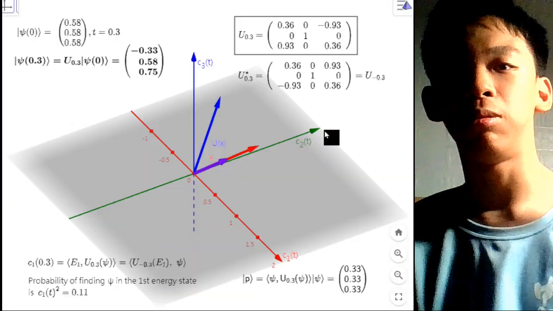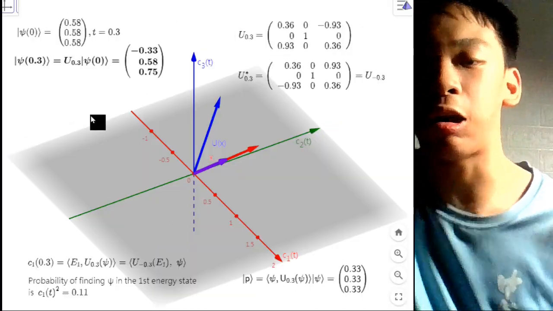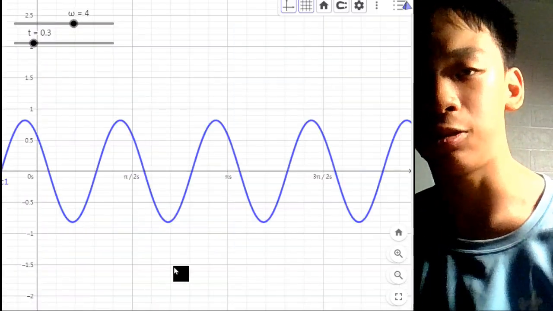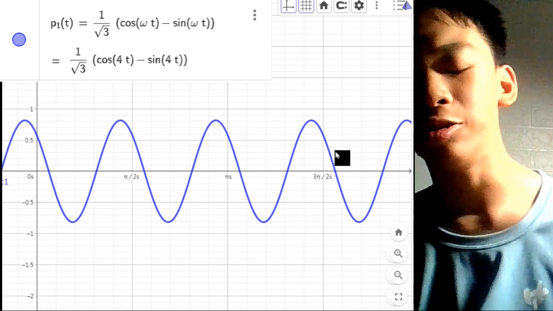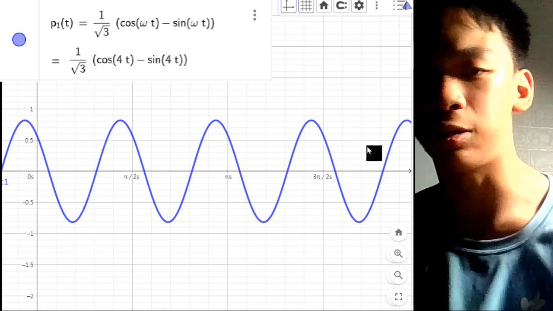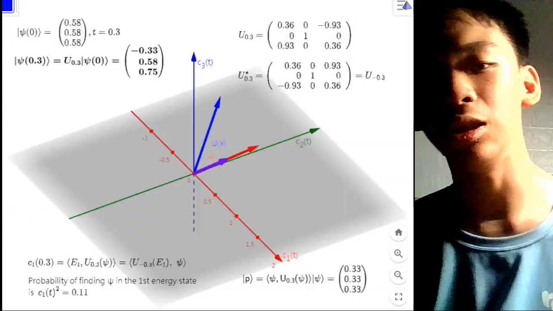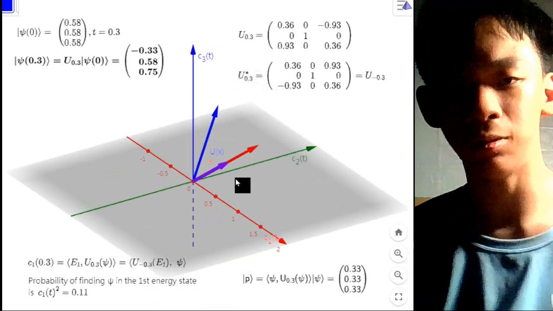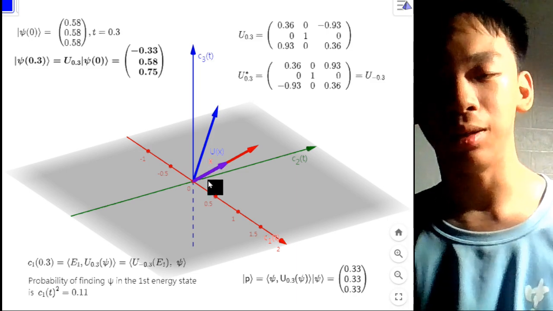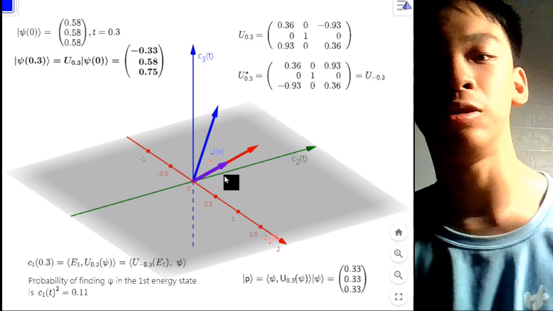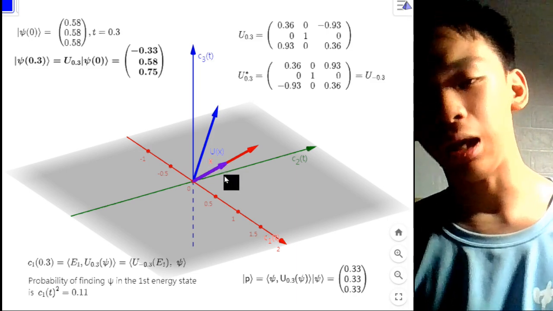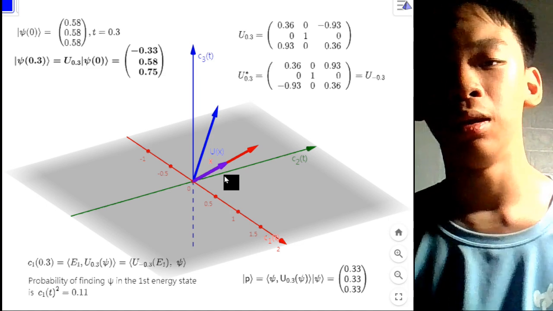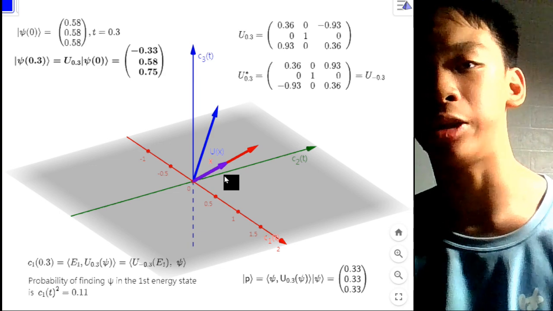Although this rotation preserves length, it changes the coefficients of psi. c1, the coefficient of the first basis state, now changes in time according to the following function. The vector p, shown in purple, is the projection of psi of t onto psi of 0. We've learned in linear algebra that the projection of a vector a onto another vector b is a dot b divided by the norm of b squared times the vector b. So we can apply that to our projection p.